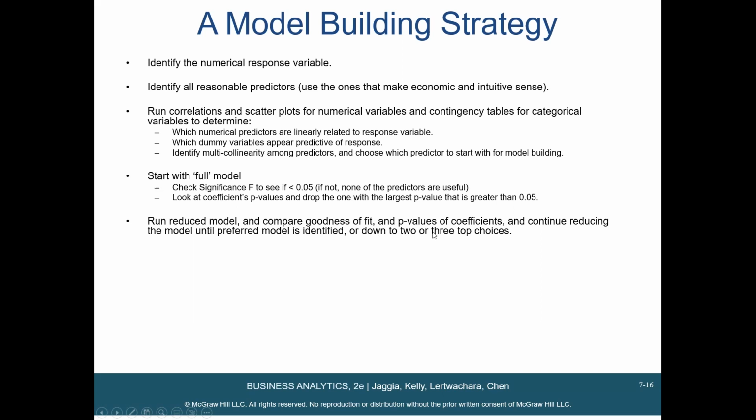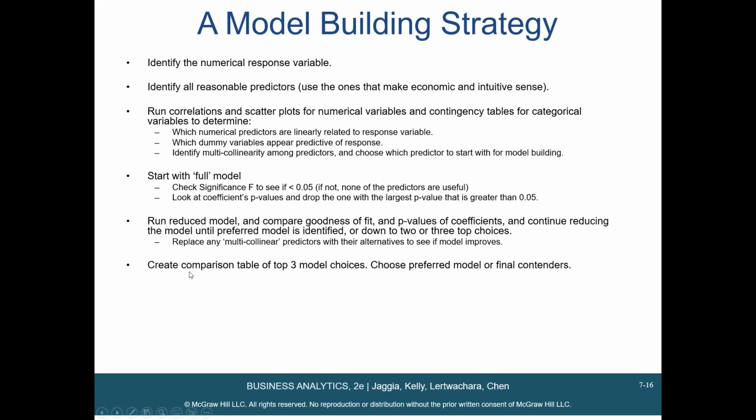You may get down to 2 or 3 top choices, because perhaps different goodness of fit measures are pointing in different directions, pointing to different models as being a better model. Once you've gotten it down to 2 or 3, then that's when you go back and you swap out some of the multicollinear predictors with their alternatives and see if you improve the model fits. The goal being to finally get down to what you think are the top 3 model choices. And from this, you want to choose your preferred model, or what I call the final contenders.